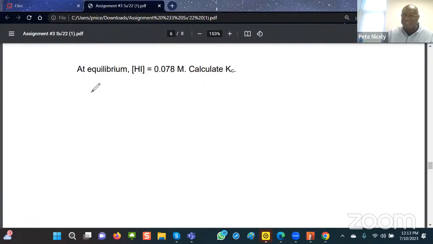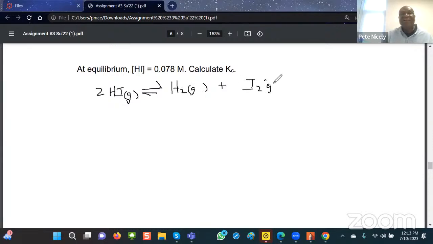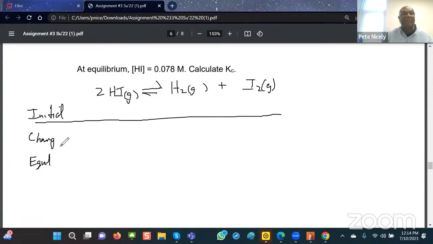So what I'm going to do now is set up what is called an ice table. What I'm going to do first is rewrite the original equation down here, which is 2HI gas to form H2 gas plus I2 gas, right? And initially, well, the I stands for initial, C for change, and E for equilibrium. All right. So let me just draw some lines here to make the separation more pronounced.